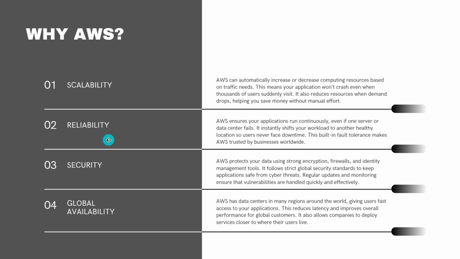And second is reliability. AWS services work continuously without failure. Even if something goes wrong, your application keeps running. For example, AWS has many data centers in different locations. If one data center has a problem like a power issue or hardware failure, AWS automatically shifts your application to another location. Your application does not stop working. Users don't even notice any issue. This makes AWS highly reliable for companies and developers.